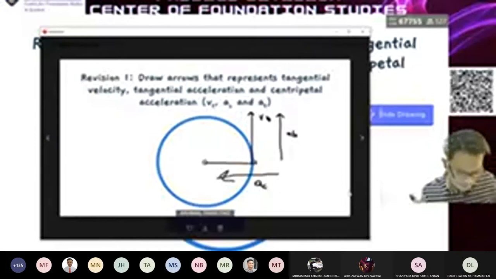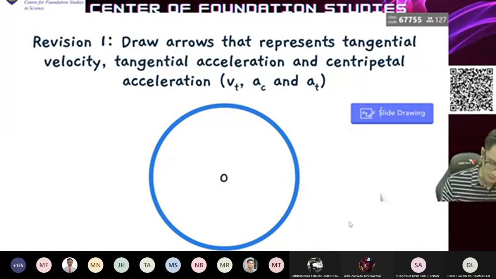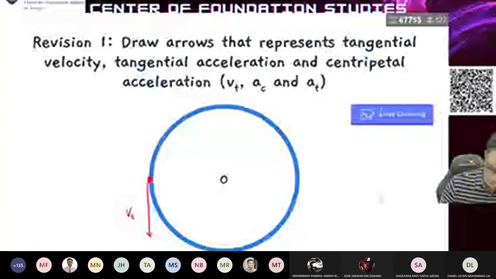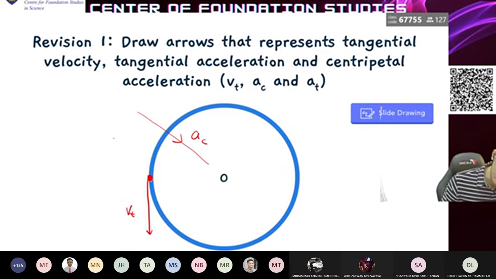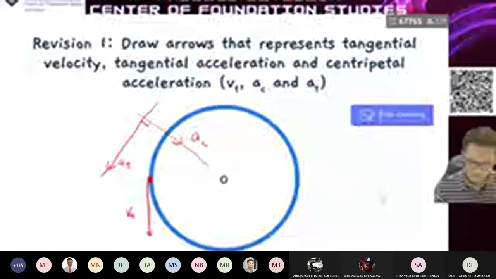Okay, so you guys dah dapat maksudnya. So kalau saya ambil point di sini, dia punya VT is always perpendicular to the circle. So this is VT, and then AC is always center seeking, pointing to the center, centripetal, and AT is 90 degree to the AC. So this is A tangential. Okay. So kita pergi next untuk lecture 2.